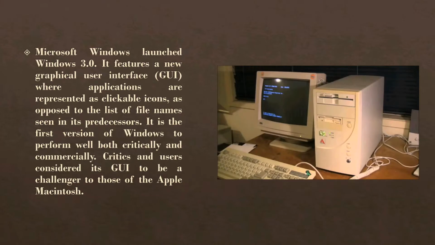1990, Microsoft launched Windows 3.0. It features a new graphical user interface where applications are represented as clickable icons, as opposed to the list of file names seen in its predecessors. It is the first version of Windows to perform well both critically and commercially. Critics and users considered its GUI to be a challenger to that of the Apple Macintosh.